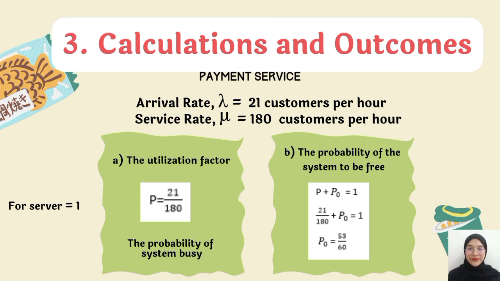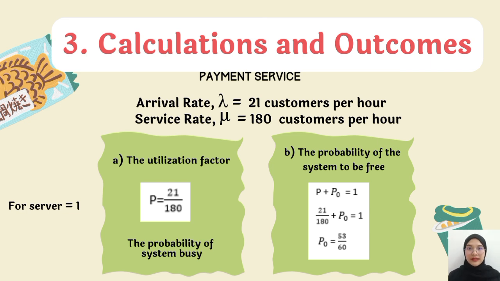So for part A, utilization factor. The utilization factor is calculated using the formula P equals lambda over mu. Substituting the values, P equals 21 over 180. This gives us the probability of the system being busy, which is about 11.67%. In other words, the server is busy 11.67% of the time.